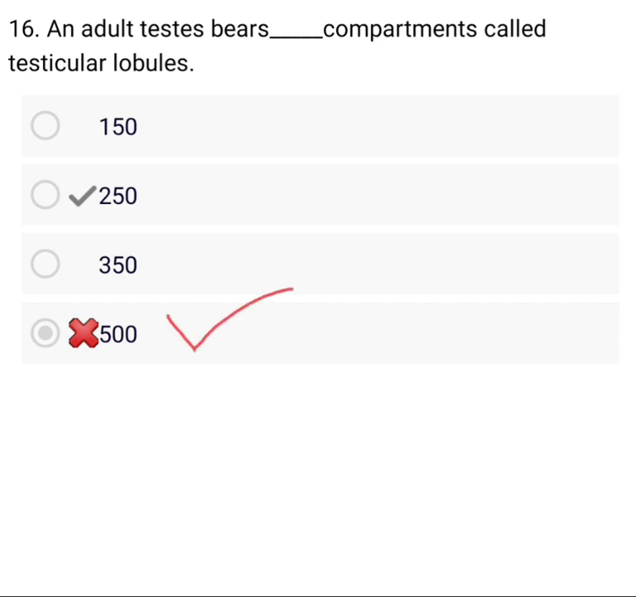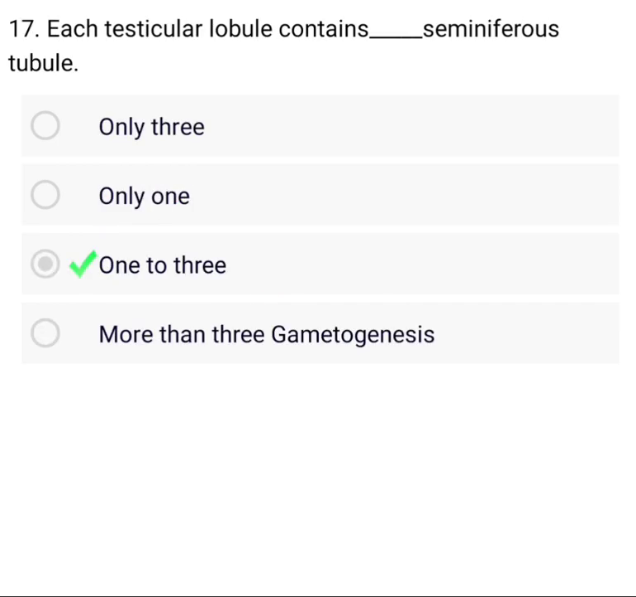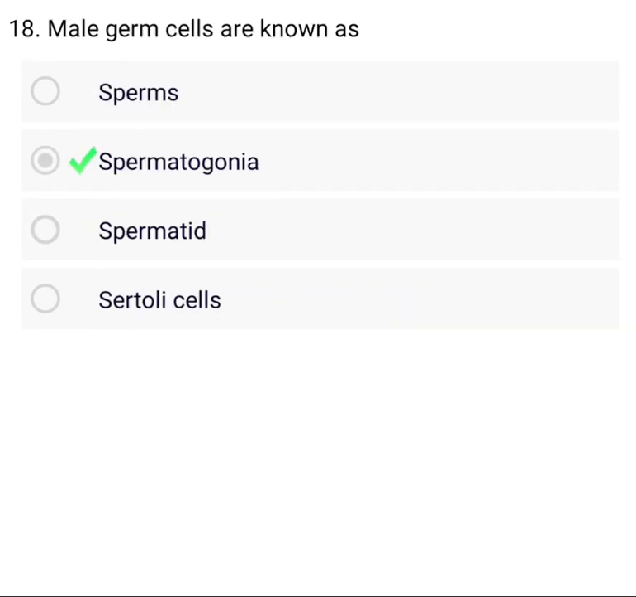A. 150. B. 250. C. 350. D. Each testicular lobule contains seminiferous tubule. A. Male germ cells are known as A.